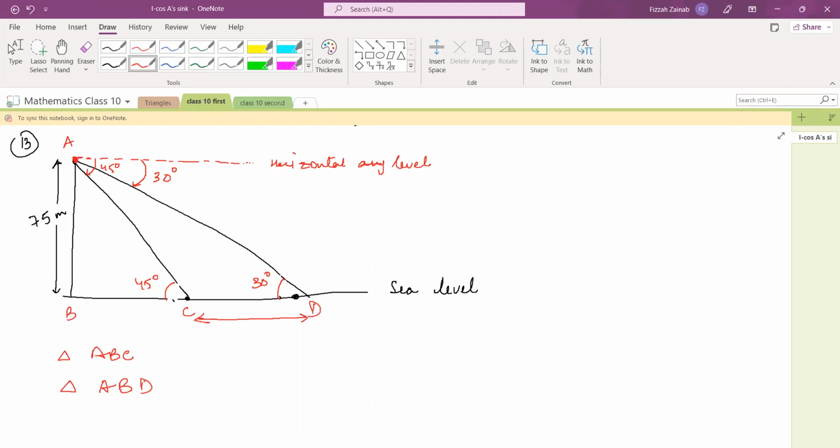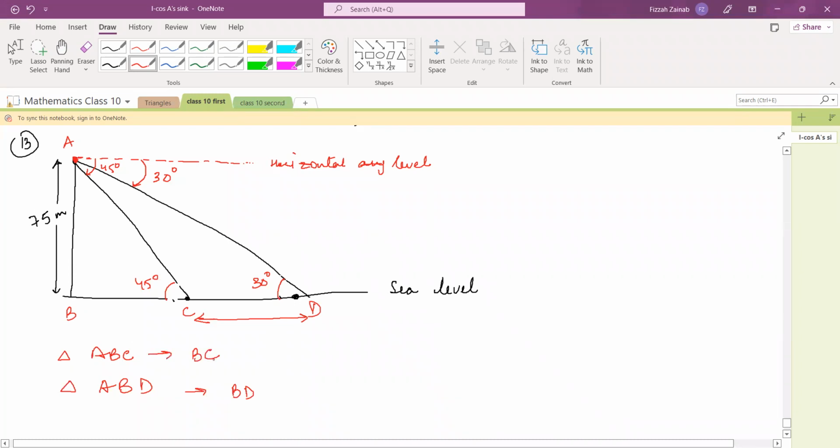75 meter. I want CD. So this question is very simple. If I take the bigger triangle ABD and I find the length BD from here, this gives me BD. Then you take the small triangle, this gives you BC. Then you do BD minus BC and you will get your distance between the two ships. So do it quickly on your own and tell me how much is CD.